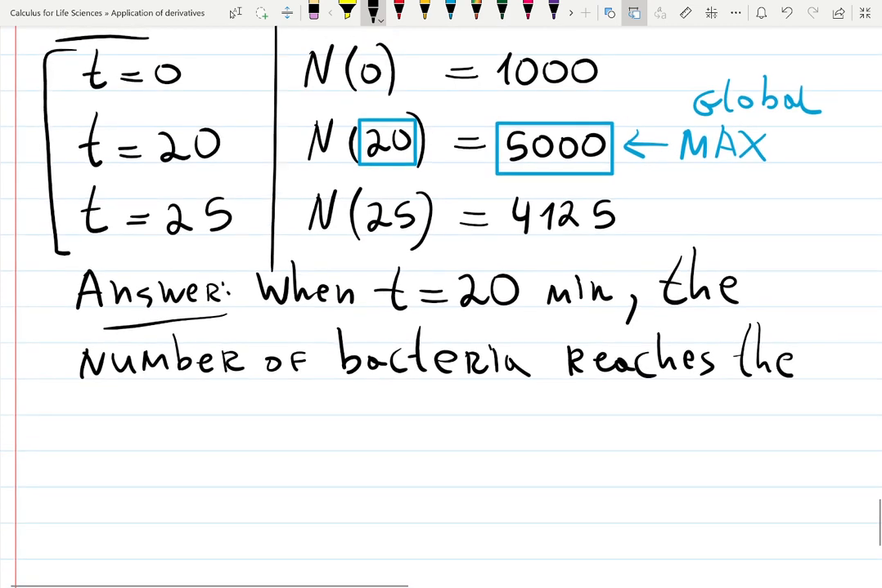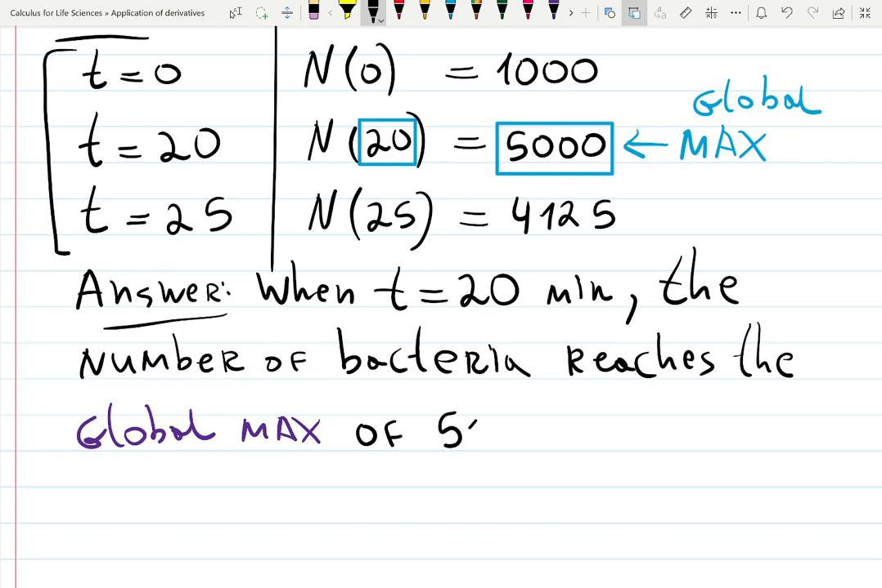So let me put it in: global maximum. What is the global maximum of, that's how you say it in English, in Russian we'll say it differently, I think 5,000. What are the units? Bacteria. So very interesting, time is my input, number of bacteria.